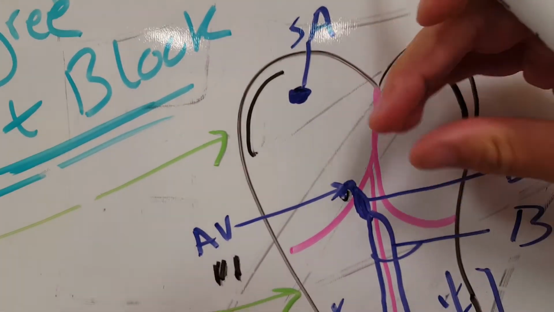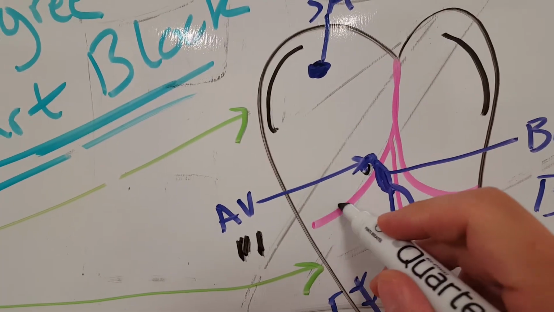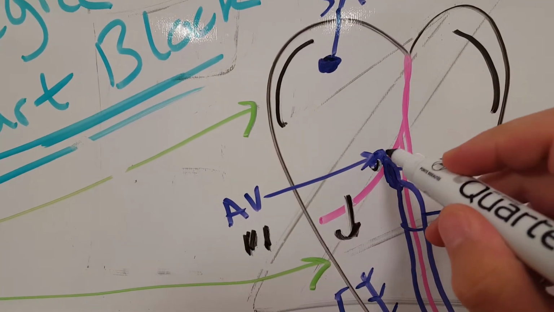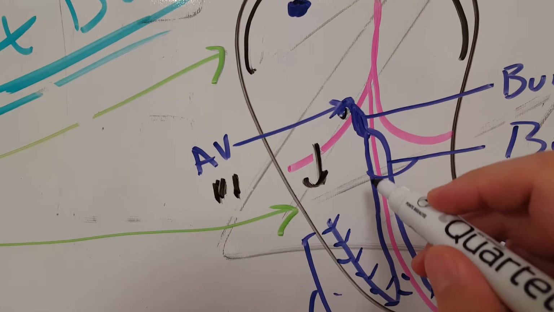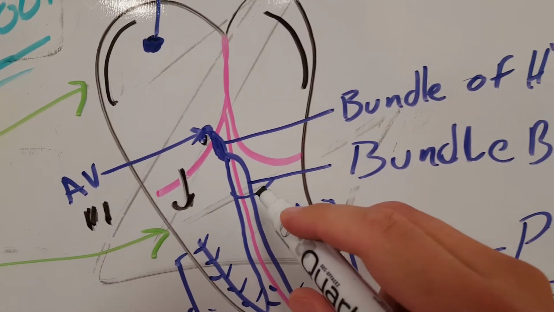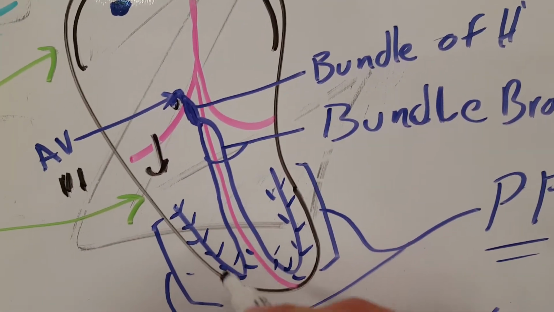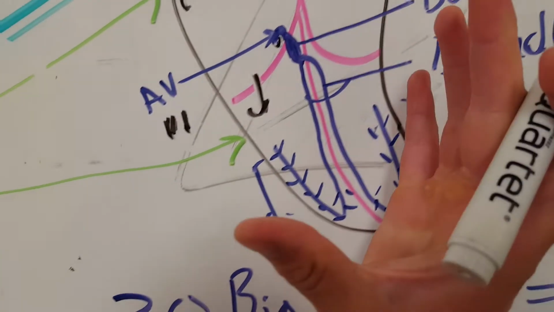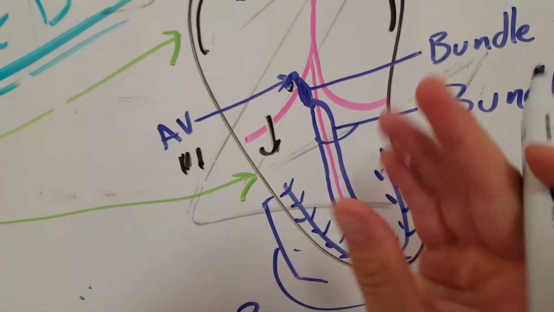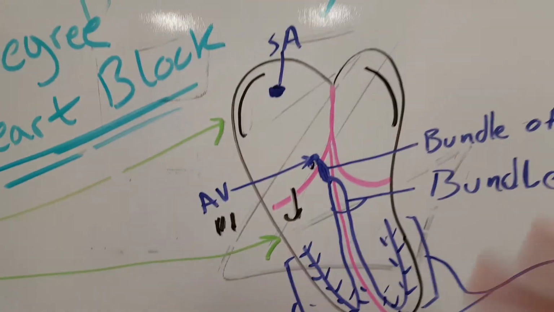After these are done contracting, they squeeze the blood down to your ventricles, then it's going to release that electricity and it's going to conduct down the bundle of His, your bundle branches, and then finally your Purkinje fibers, where your ventricles will then contract. All right, so that's what's going on.